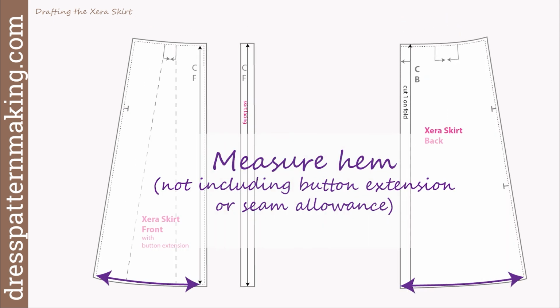Well, the first thing to do is measure your hem, so not including the button extension or your seam allowance. Multiply that measurement by 2, as this is the half pattern. Then you need to compare that to your stride. That is the largest step that you can take.